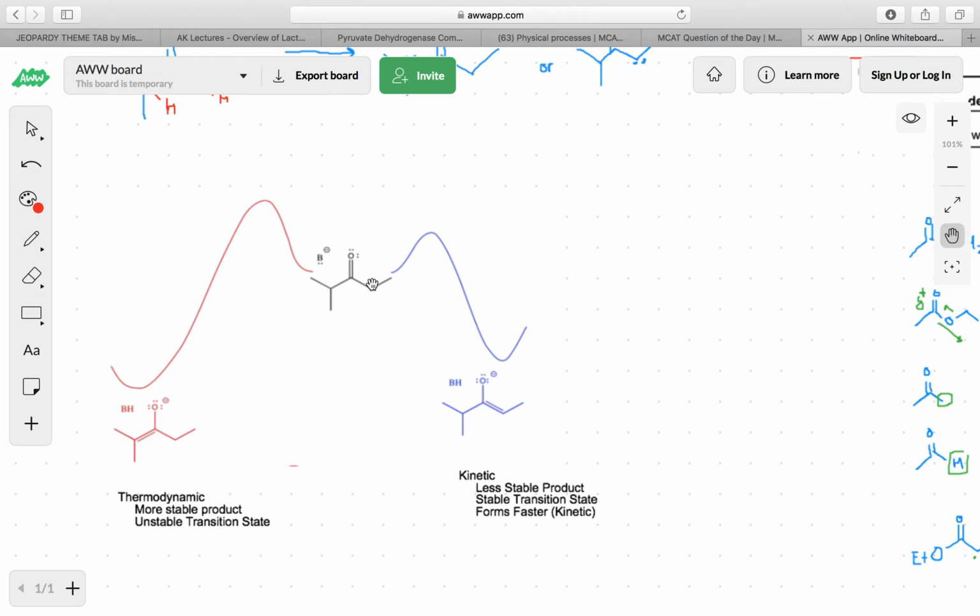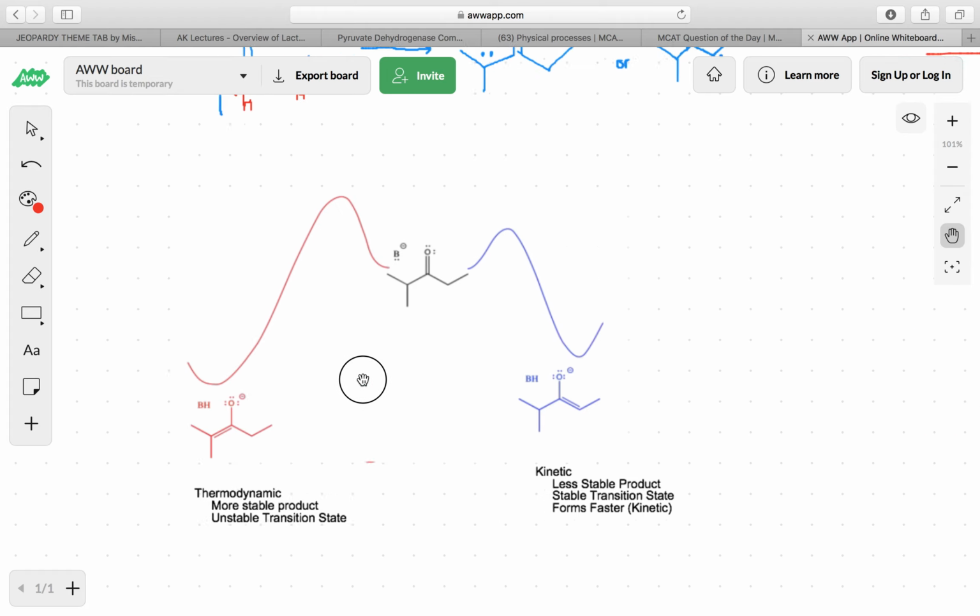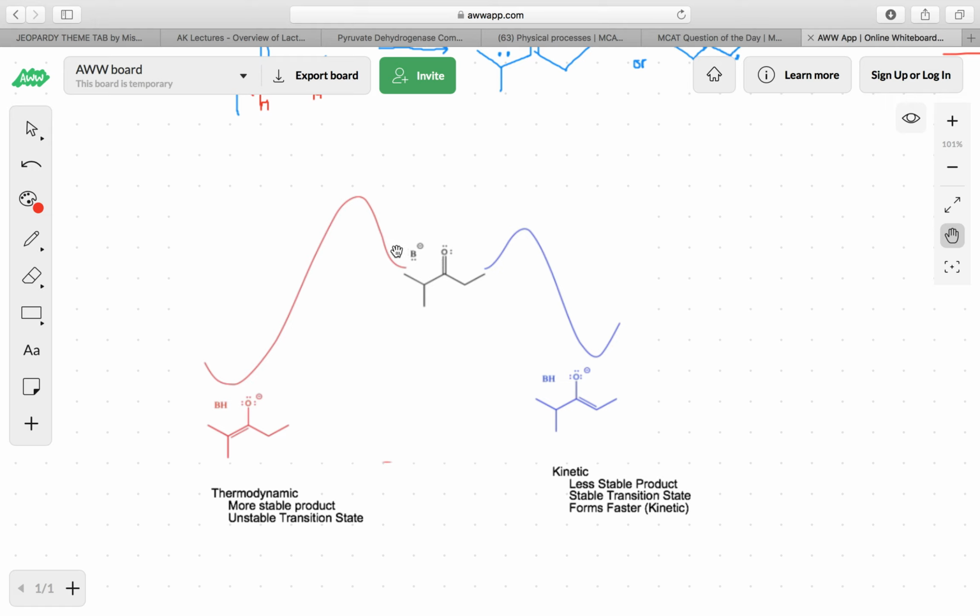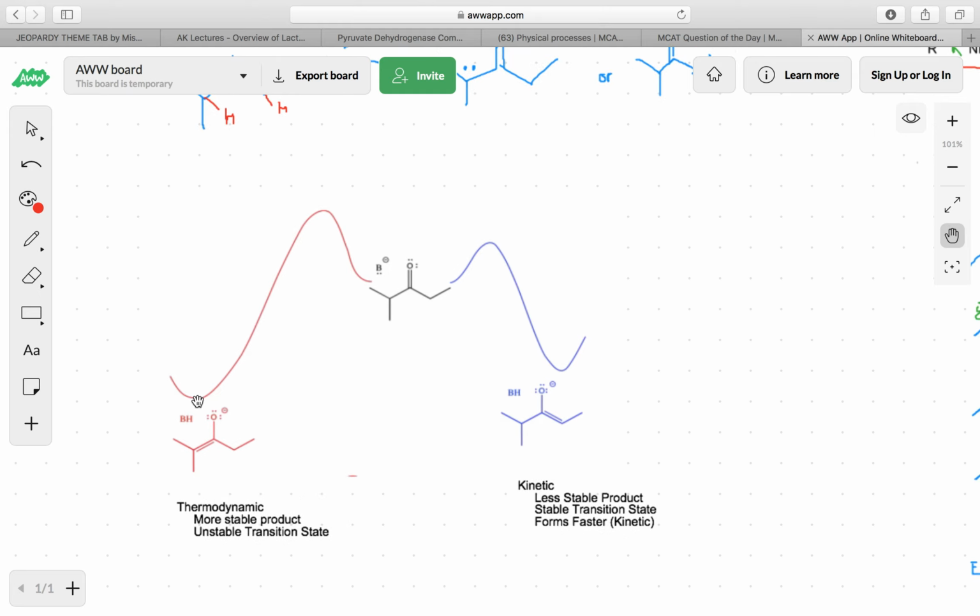The reason is that it's easier to get over this transition hump, even though you don't have as much to gain because it's not as low as the thermodynamic. On the other hand, the thermodynamic has a much higher hump to get over for the activation energy. But once it does, it's at a nice area. So now we understand why your thermodynamic product is lower: the alkene is more stable compared to your kinetic product. However, how come your thermodynamic transition state is higher in energy? That seems a bit paradoxical.